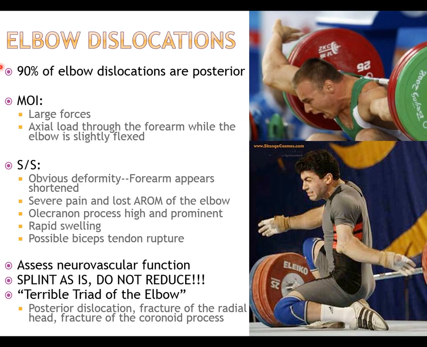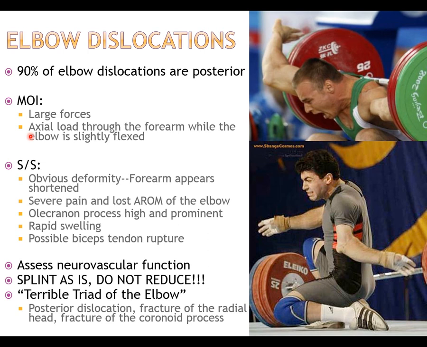And when it does happen, posterior is most common because of the axial load. When you apply an axial load, a longitudinal load through the forearm while the elbow is slightly flexed, that's going to be the primary way we dislocate the elbow. We're not even going to talk about anterior dislocations, where the olecranon is actually in front of the humerus, but in order for those to happen, it would have to be a major traction force.